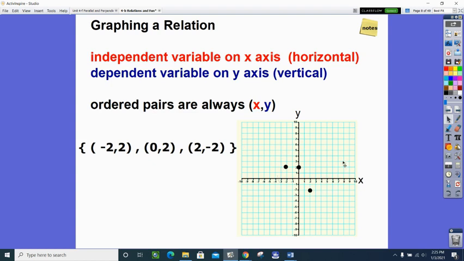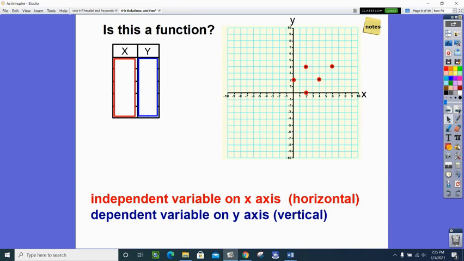So you can show a relation or a set of points. You can show it on a table. You can show it in a set of points. You can show it in a mapping diagram. You can show it on a graph. Now, how do we know if this is a function if we're just looking at the graph? Well, let's take a look.